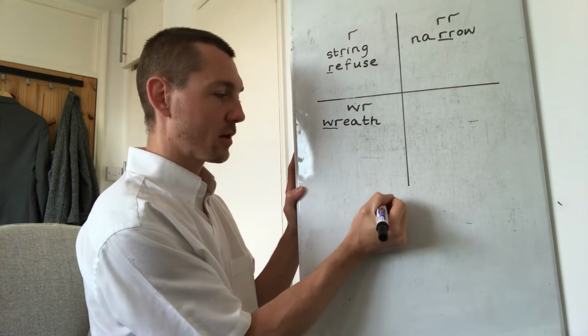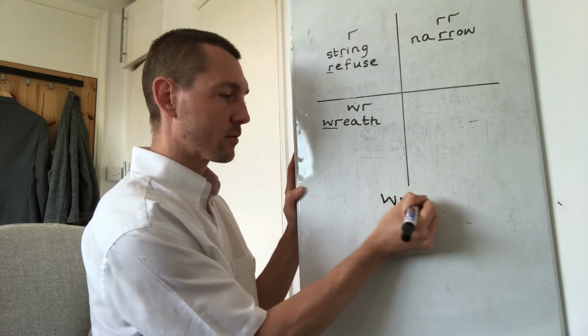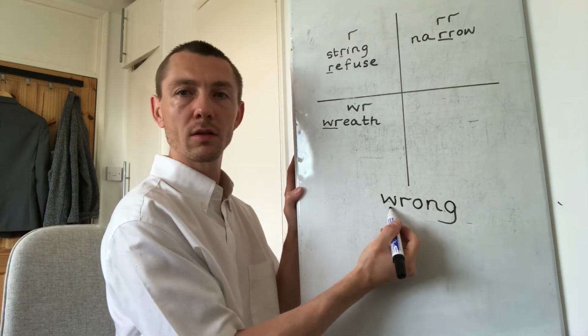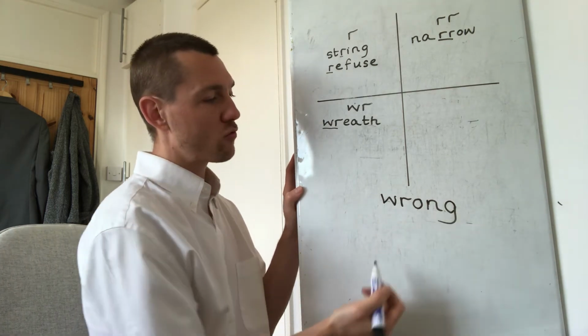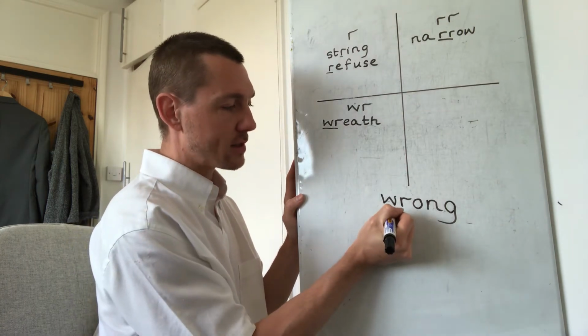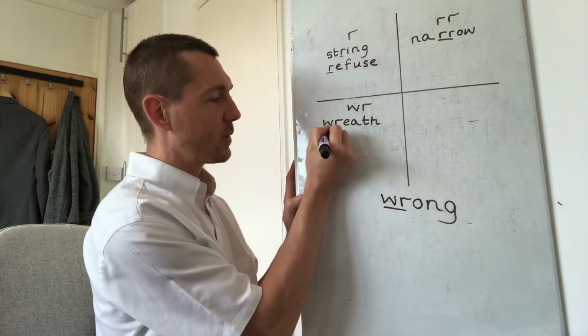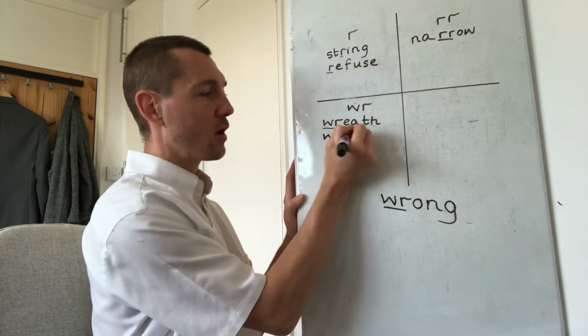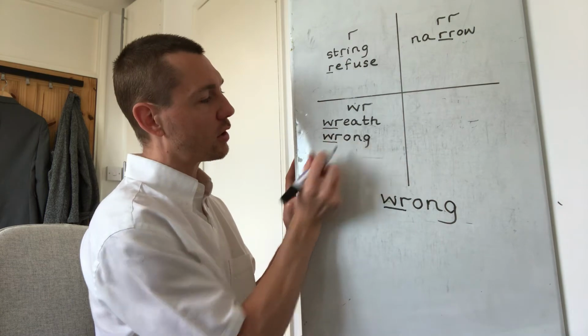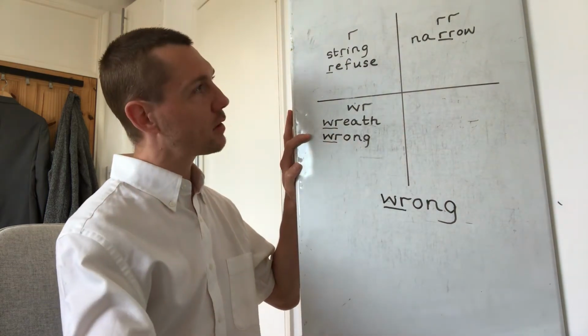Okay, next one. Wrong. Good. And you're right, there's the WR spelling there. And we say R, R, wrong.